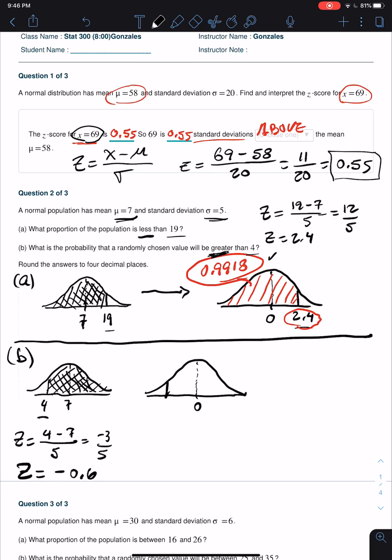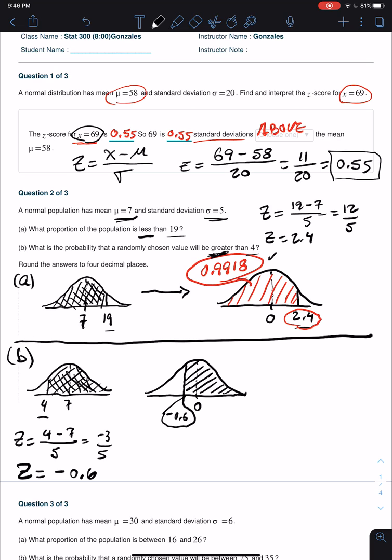I'm a little bit far over anyways, but let me redo that. This part's not that important. It's just trying to draw a picture, but I'd like to be a little more accurate. I think it's going to be more like right here. This is going to be, what did I say? Negative 0.6. And we want the value to the right because it's greater than. So we're looking at that.